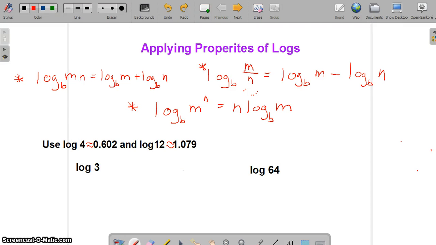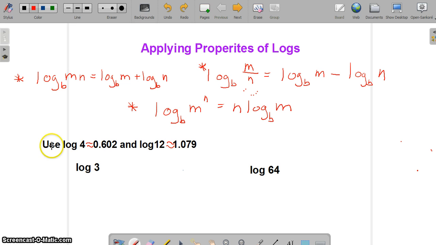Okay, Algebra 2 students, this is section 4.5 on applying properties of logs and also the change of base theorem. So these three properties that are on the screen here, we went over these in class, and we're going to start applying them, and you're going to practice using these properties.